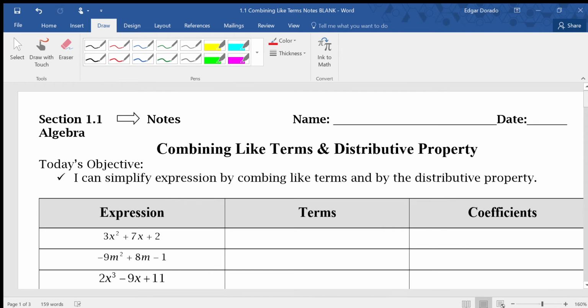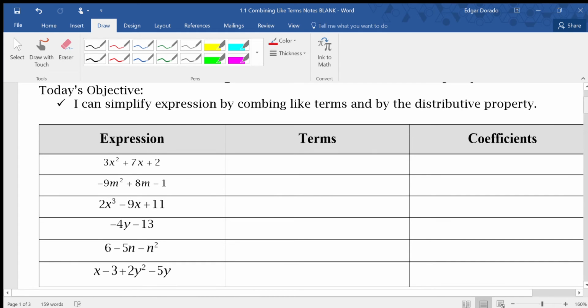Just wanted to make a quick video for you guys on the first section of our Chapter 1 unit. So we want to go ahead and get started right away and try to see if we can reach our objective. We want to be able to simplify expressions by combining like terms and by the distributive property. So that's our main goal for today. In order to do that, we have to figure out a few things.